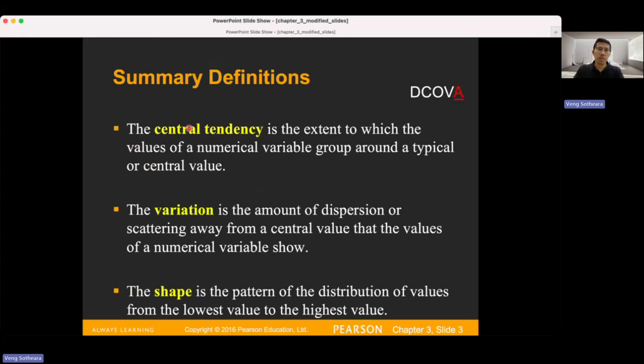So let me begin with the basic definition of some measurements. In this chapter, we're going to focus on two main kinds of measures. The first one is called central tendency. The second one is the variation measure, or measure of variation. And lastly is the shape of distribution.